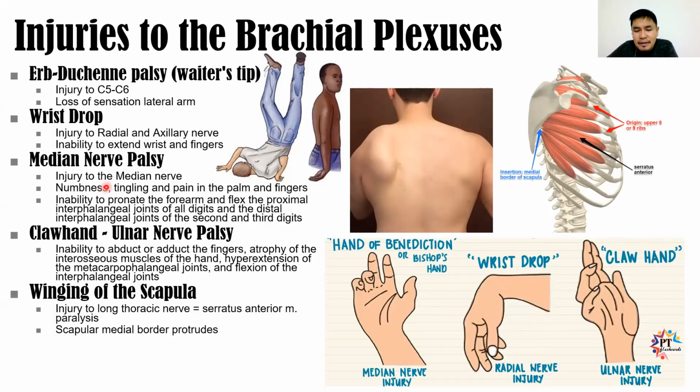Okay. How about if your median nerve is injured? You have your median nerve palsy. There would be numbness, tingling, and pain in the palm and fingers, inability to pronate the forearm and flex the proximal interphalangeal joints of all digits. Proximal, ito, distal interphalangeal joint. Inability to pronate the forearm, hindi niya ma-pronate, and flex the proximal interphalangeal.